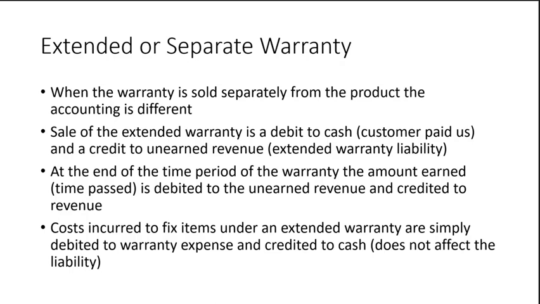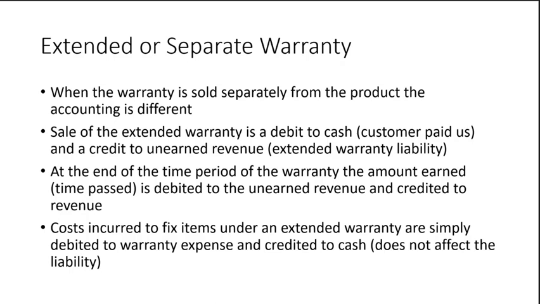As the time period goes by that the warranty is covered, so if it's a 1-year extended warranty, as the year goes by, we debit the unearned revenue or the extended warranty liability, whatever you call it, and we credit revenue. So you might do it every month, or you might wait till the whole year is up for the extended warranty, and then record all of that revenue for the whole year. And again, you're moving it from unearned revenue to earned revenue because the time has gone by.